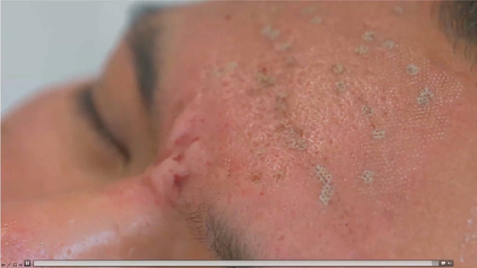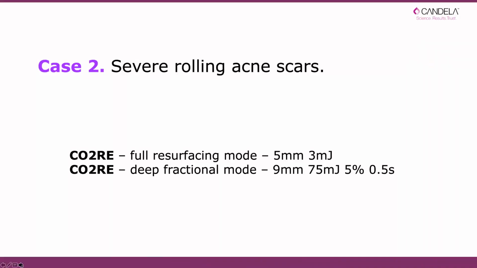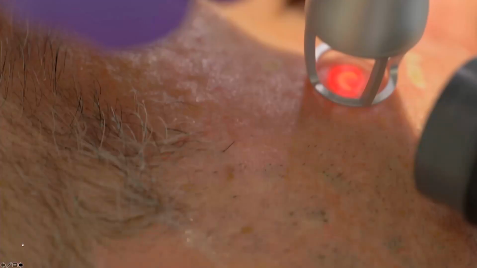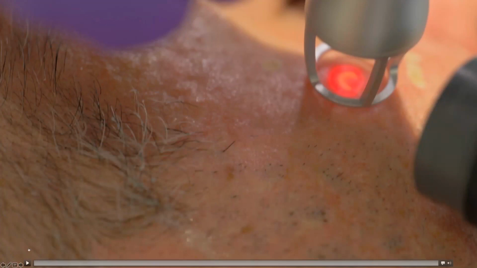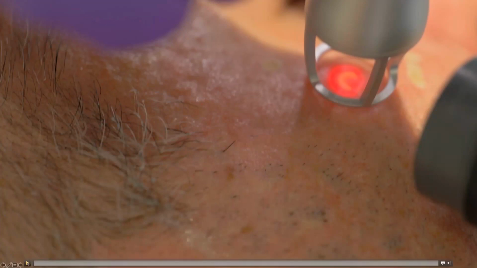All right. We'll move forward to the next video. There we go. This is case number 2, severe rolling acne scars. Same settings or very similar to the ones we talked about. This is another video, and this is the video in which I'm going to show you the trick on how to finish the resurfacing with the core.